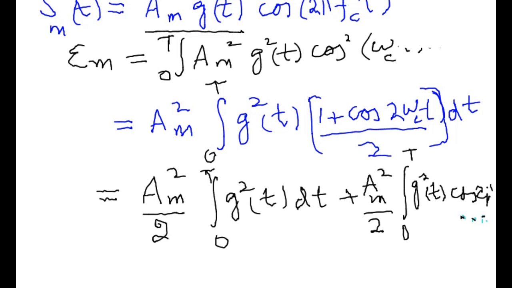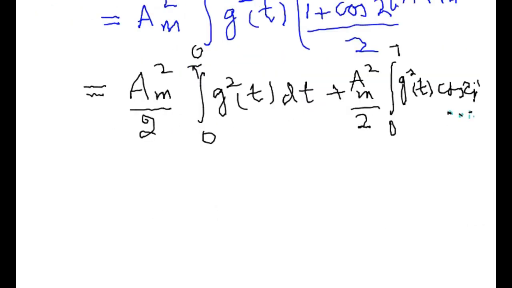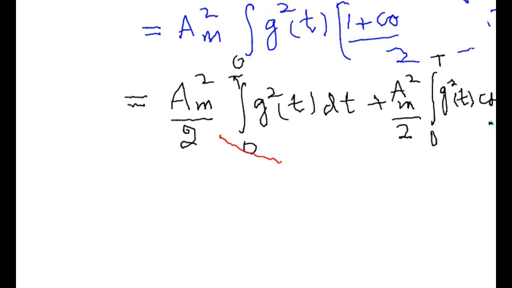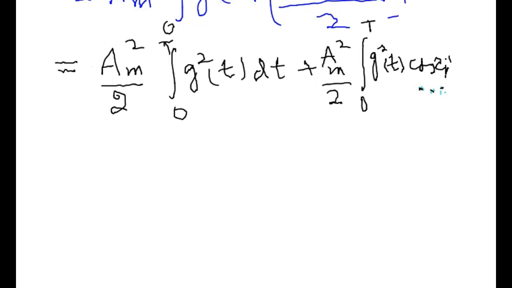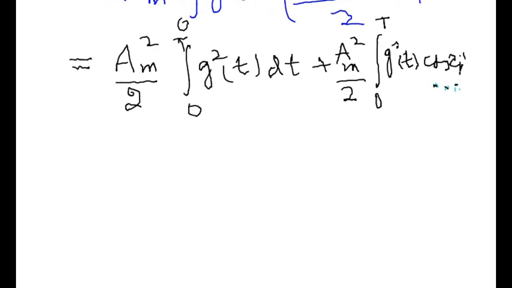Now, if we can write it in this form, let me solve it further. Now what do you get? You get this. Let me move it over here, bring it to the center of our screen, and then I'll write. If you observe, this is the energy of the signal, E_g. This square of the signal is actually the energy of the pulse.